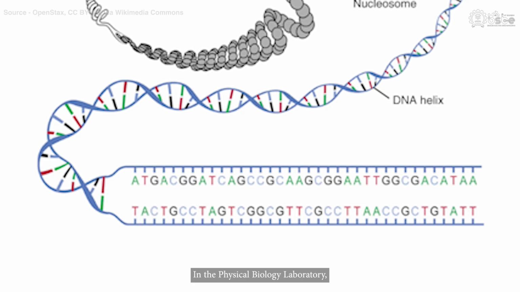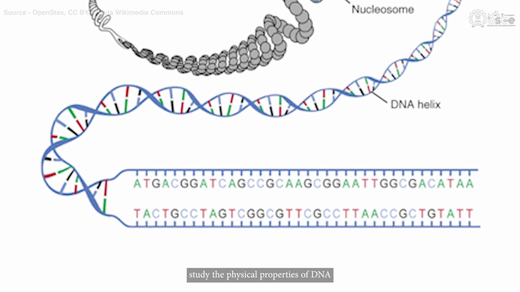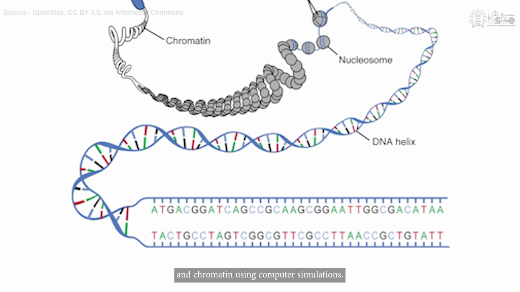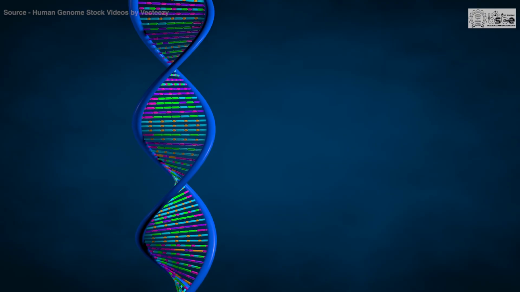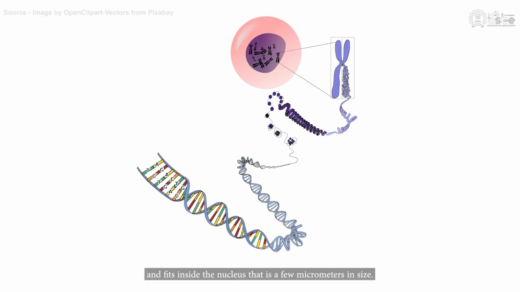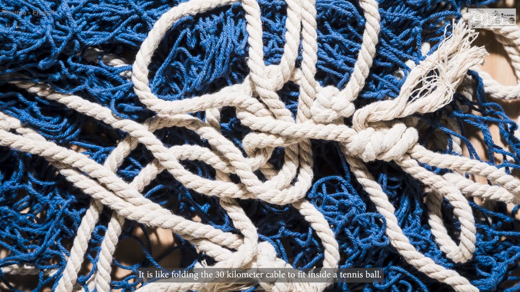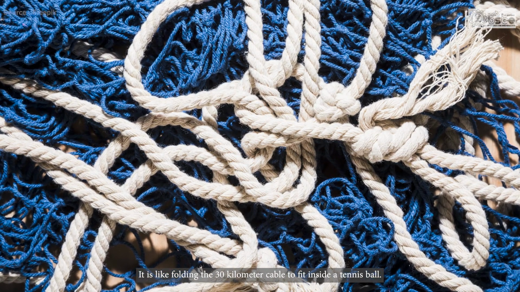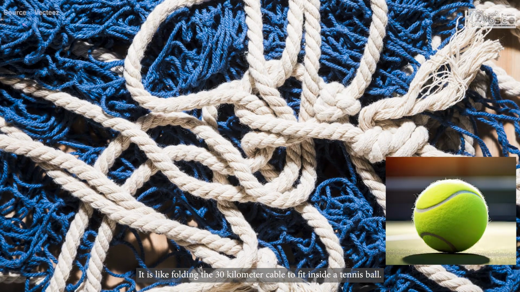In the physical biology laboratory, Professor Ranjith Padinhateeri and team study the physical properties of DNA and chromatin using computer simulations. The human DNA is like a 2-meter-long twisted ribbon and fits inside the nucleus that is a few micrometers in size. It is like folding a 30-kilometer cable to fit inside a tennis ball.